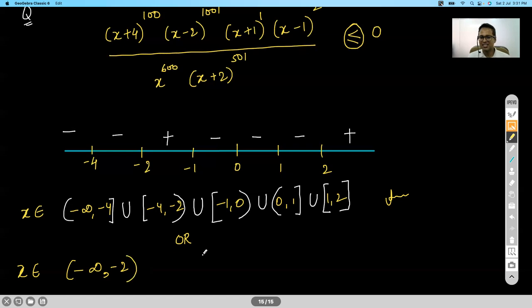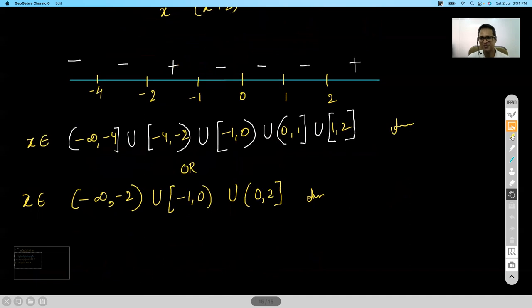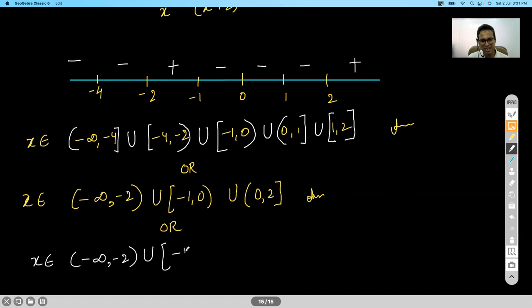Yes or no? Similarly, you can collate this interval. So you can directly go from 0 to 2 also without breaking it up at 1. So instead of writing such a long answer, you can cut short your answer in this way also. Getting my point? Now many people say, can I also write the answer like this? Minus infinity to minus 2 union minus 1 to 2 directly, and they will just exclude 0 from here, because 0 is coming in between. So even this is acceptable. So all of these are acceptable answers to the same question. Is it fine? Any questions, any concerns?